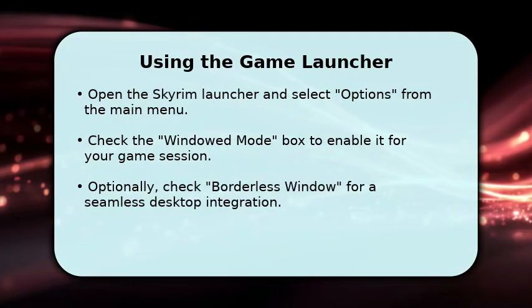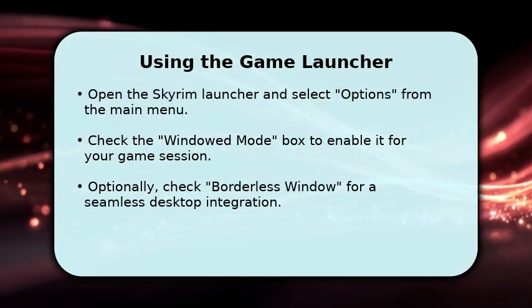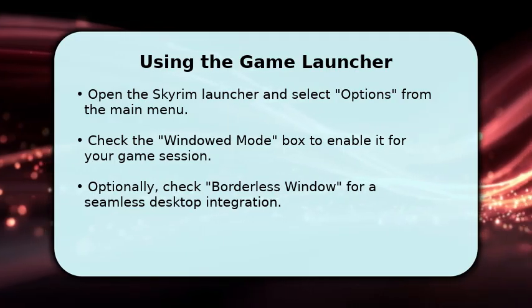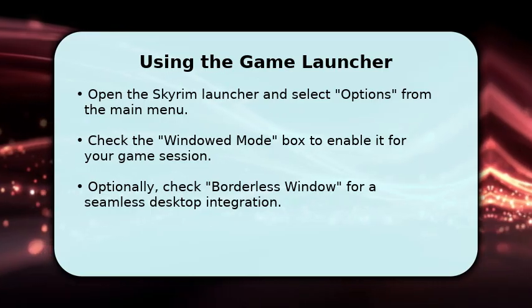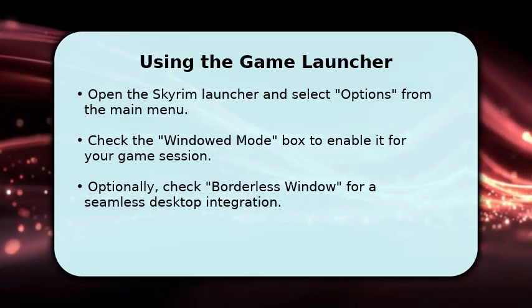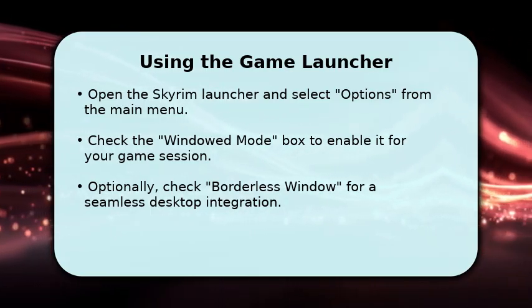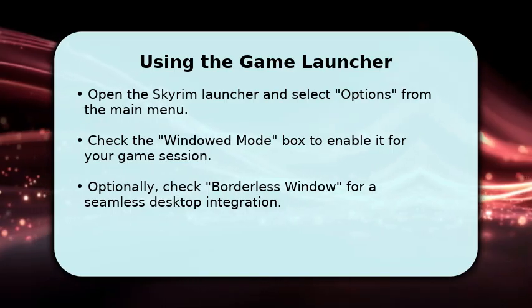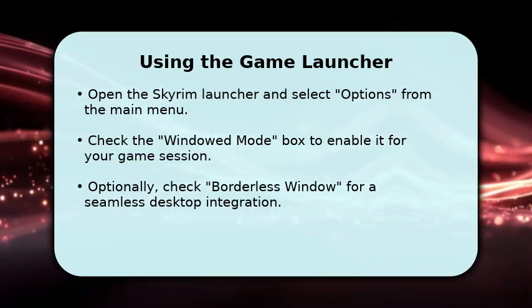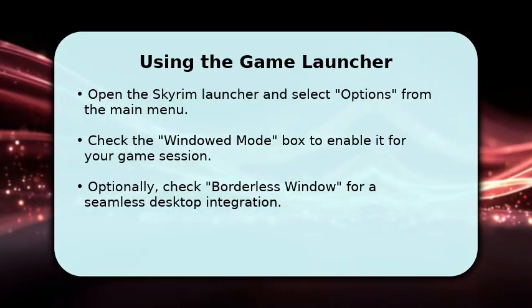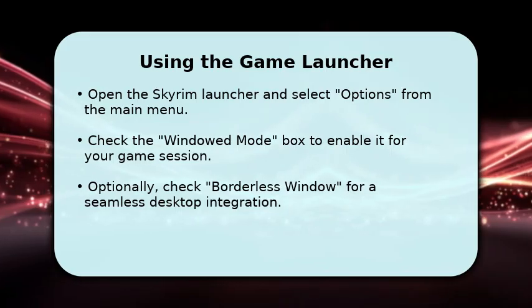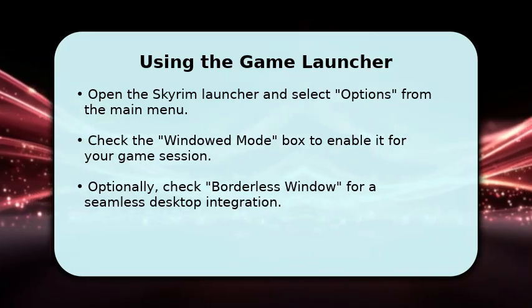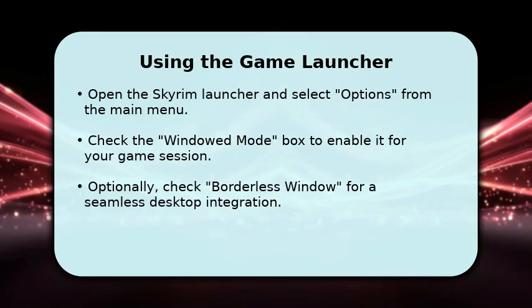To begin, open the Skyrim launcher that appears before the game starts. Click on the Options button, usually found near the bottom. Within the Options menu, you will see a checkbox labeled Windowed Mode. Simply click this box to enable it. For an even smoother look, consider also checking the borderless window option, which removes the window frame, making it appear almost full screen while still allowing easy alt-tabbing. Remember to click OK to save your changes.